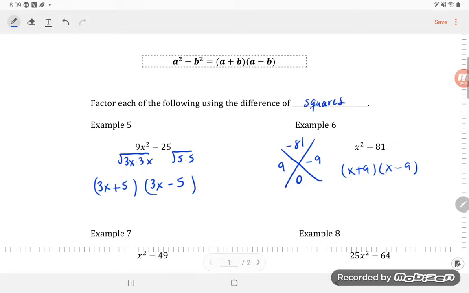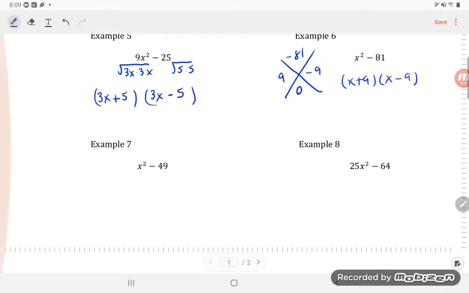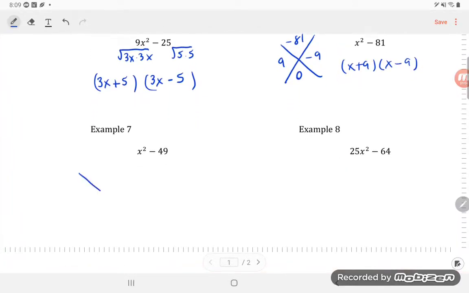For example 7, I'm going to do the same thing I did for example 6. So I'm going to write my x. In the top, I'm going to write a negative 49. In the bottom, I'm going to write a 0 because I have A and C and I don't have a B term. Two numbers that multiply to give me negative 49 add to give me 0, positive 7, and a negative 7. When I write my answer, I have x plus 7, x minus 7. Please don't forget, one of your factor terms will be positive and the other one will be negative.